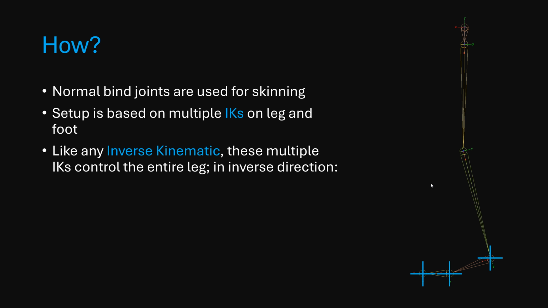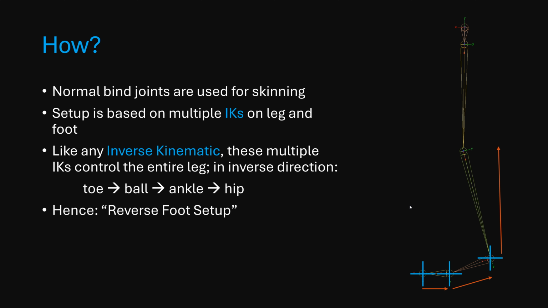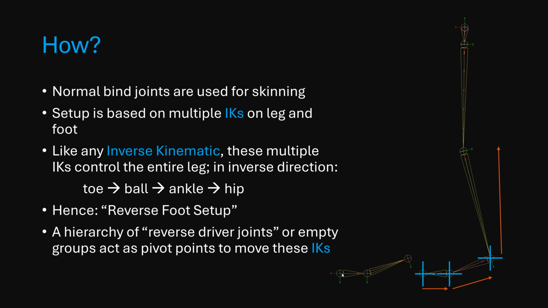And then when it's time to control them, like any other inverse kinematic, we are going to control them in inverse direction, meaning that the toe is going to affect the ball, which is going to affect the ankle, and the ankle is going to affect the entire leg. Hence the name reverse foot setup. We are going to create a chain of joints. Their job is just to drive these IKs. We call them driver joints, and we are going to parent these IKs to this reverse chain here that is responsible for controlling the foot as well as the leg.